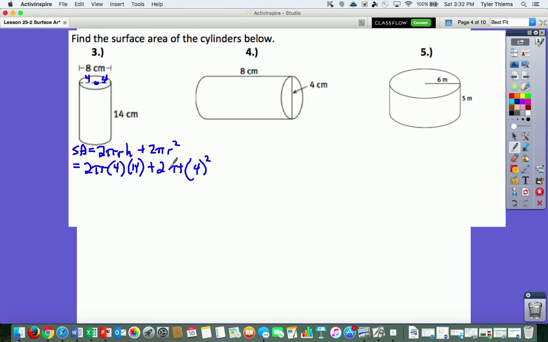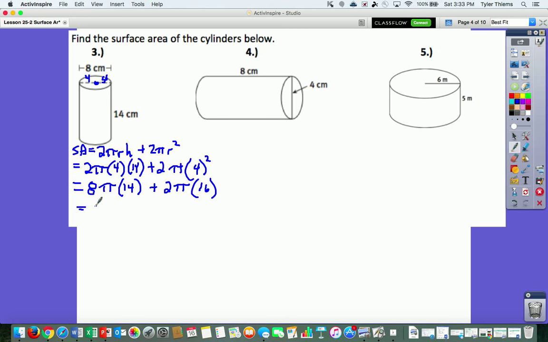Now we have to evaluate this following the order of operations. So we can multiply this in a couple different ways. You can do 2 times 4 times 14. I'll do 2 times 4 first. That's 8 pi. I'll leave the 14 for later to multiply by. Plus the other side, the bases part, that's going to be 16 because 4 squared is 16.